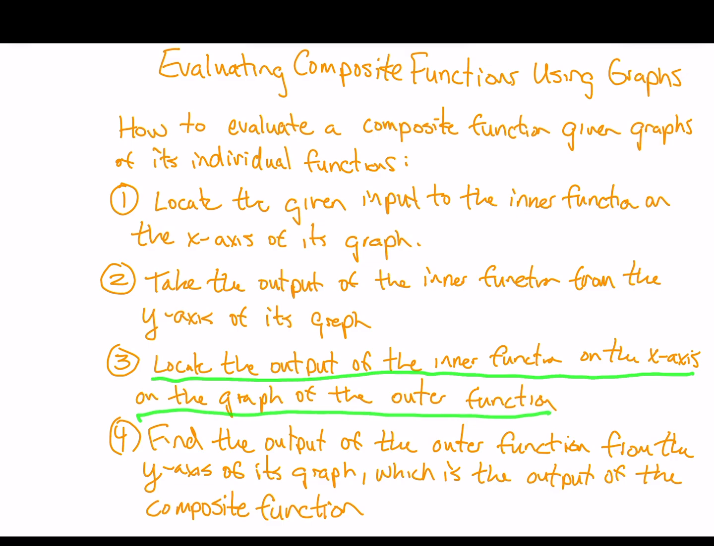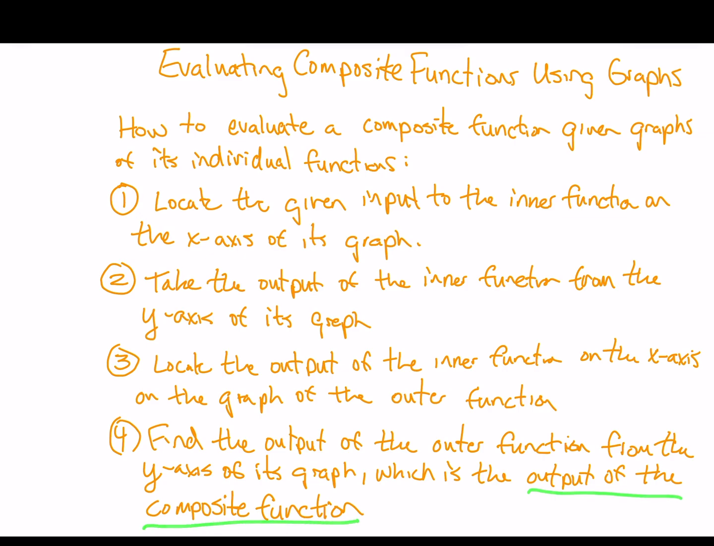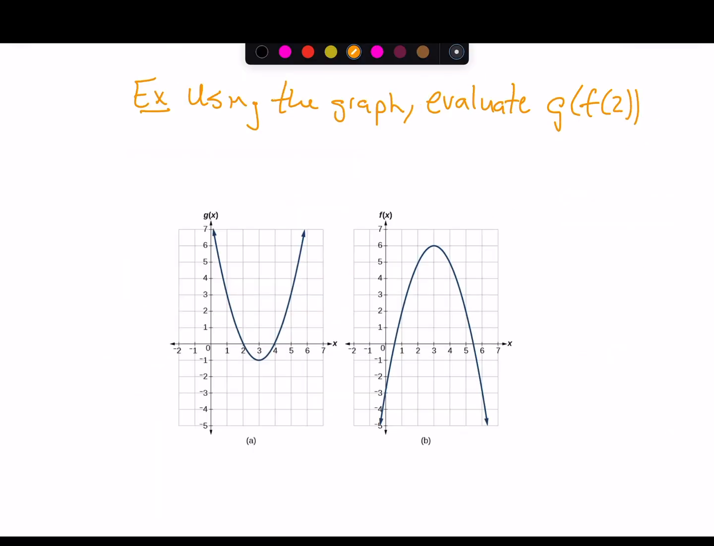And finally, once we've plugged in that x value into the outer function, we can then find the output of the outer function, which is the output of the composite function. Let's try an example where we use a graph to find the composition and evaluate. So using the graph, we want to evaluate g of f of 2. So the very first thing we want to find is the x value on the f graph, the graph of f of x. So we look at x equals 2.